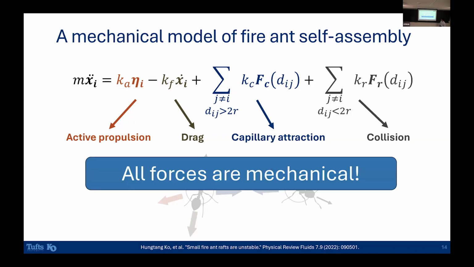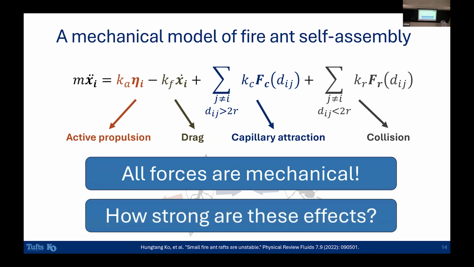But the thing to note here is all these forces are mechanical. This is, again, in contrast with the agent-based model, where I say that I'm sensing something actively in the field and doing something actively. Here, we're basically modeling the activity of the ant as just a random Brownian force that's moving it around, and all these other forces are mechanical.